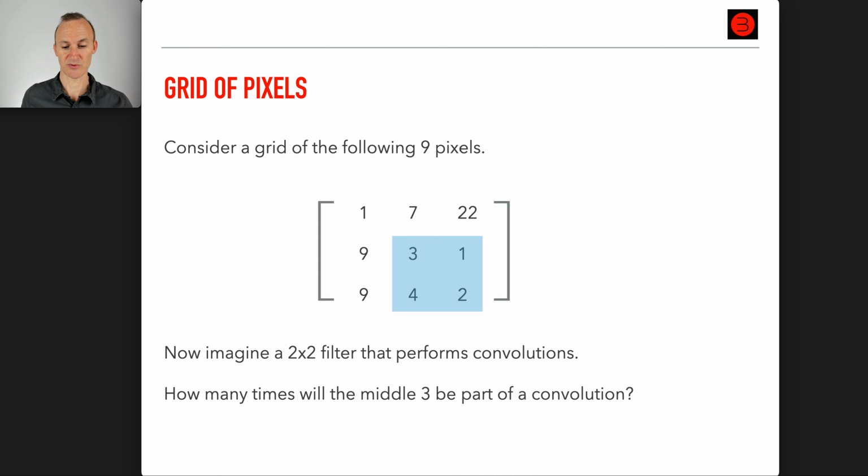Now consider how many times will the middle 3 be part of a convolution. So starting back at the beginning, there the middle 3 is a part of the first convolution. There it's part of the second convolution. There it's part of the third convolution. And there it is part of the fourth convolution. So the middle 3 is used 4 times. And you can also easily confirm that, if you look at, say, the one on the right side, that one is in fact used twice. Okay, so there's potentially an issue here.